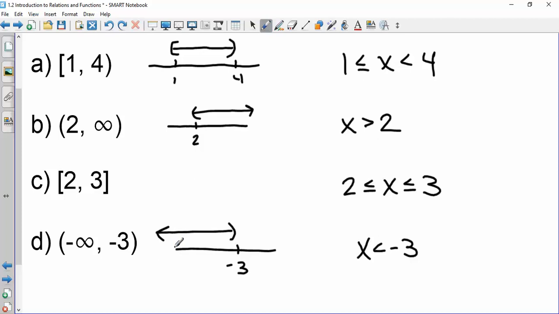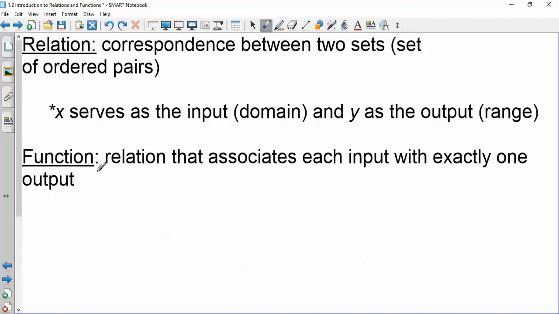So that's the new piece, the interval notation. The rest of this is pretty well reviewed. We want to talk about functions, function notation, all of that kind of thing. So first we need the difference between a relation and a function. A relation is just some kind of relationship between them. They're related somehow.